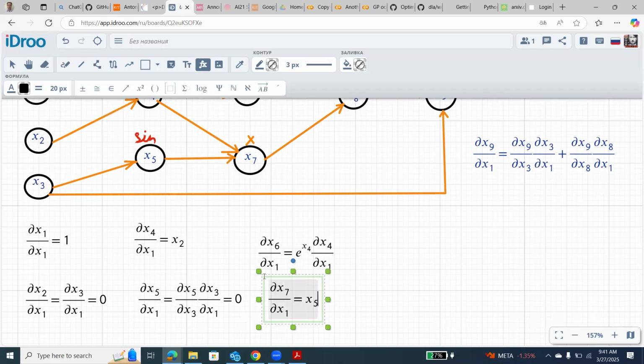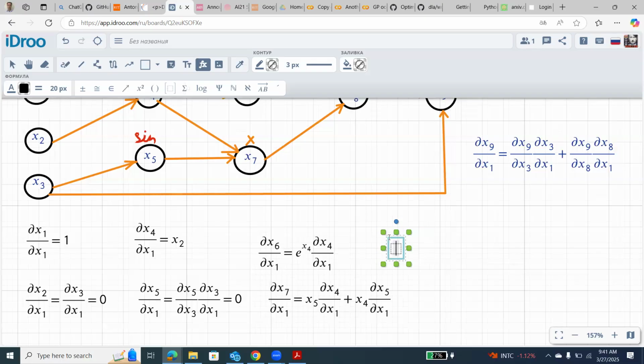So every time when we know the only inputs in our node, we have the rule. We have a lookup table for how to calculate the derivative of the product, for example. The derivative of the product x4 times x5 with respect to x1 is the derivative of x4 with respect to x1 times x5 plus x4 times the derivative of x5 with respect to x1. So it's just the table derivative, and these derivatives we calculated on the previous.